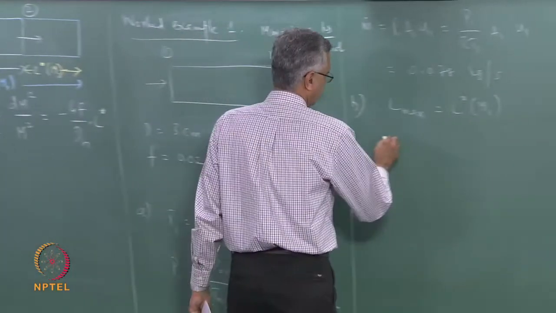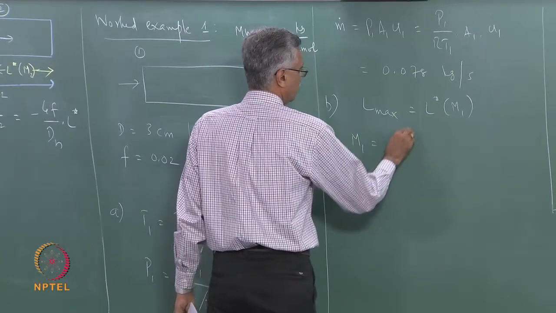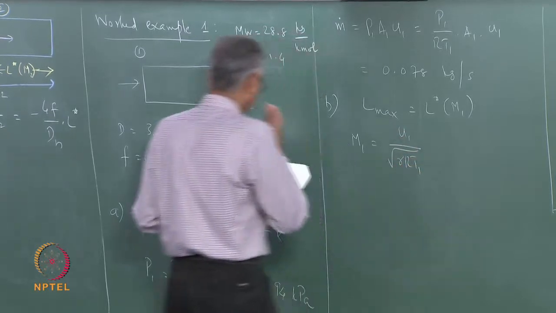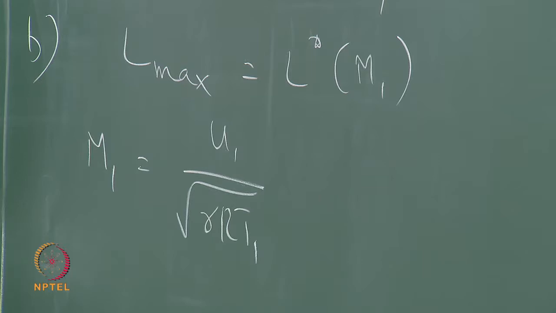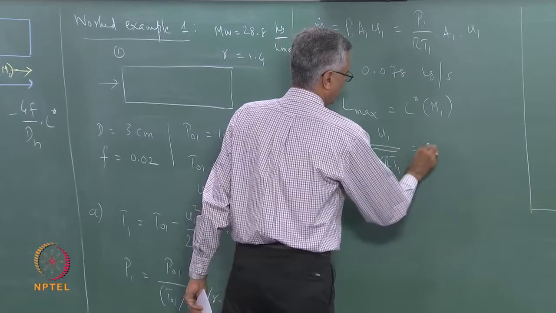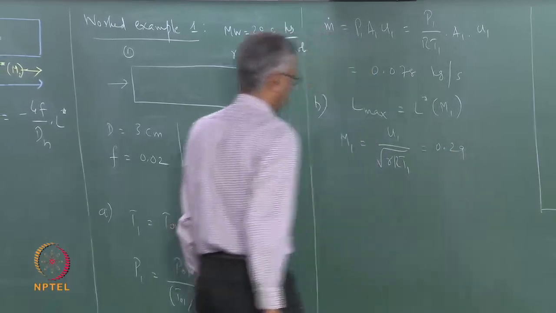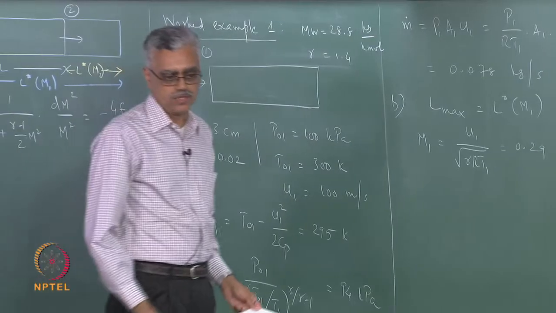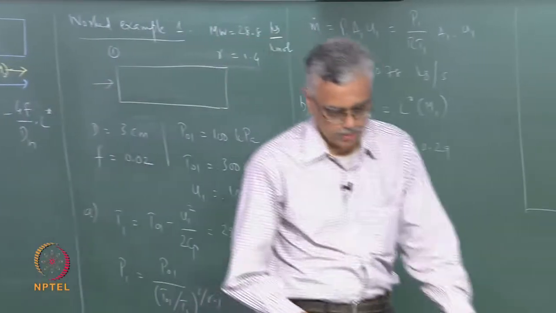And M1 we can calculate like this: M1 is equal to U1 divided by square root of gamma R T1, and this comes out to be roughly 0.29. So, we have to use the tables for this. So, let us look at the tables.